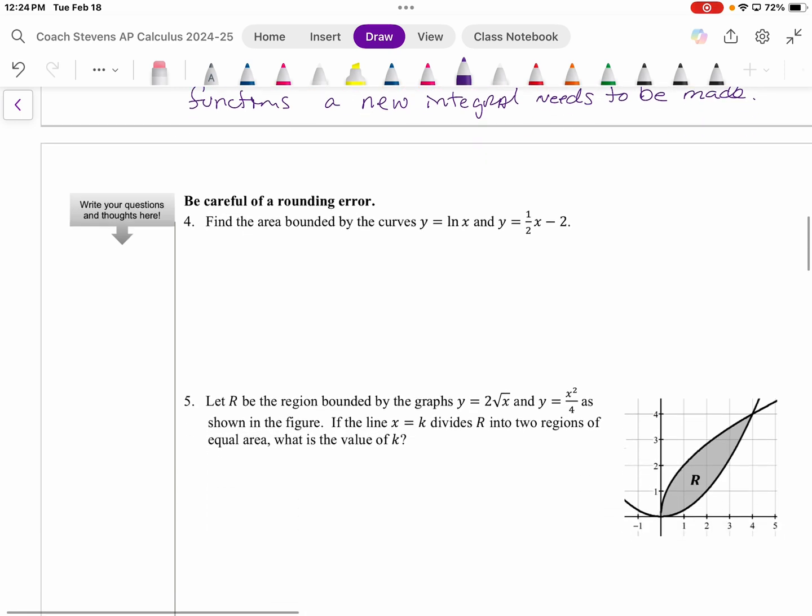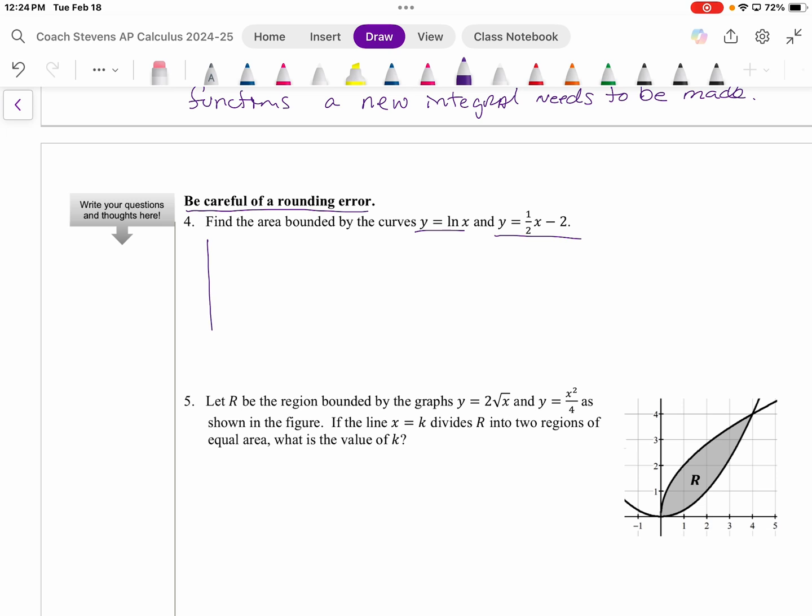So, on number 4, and again, little heads up here. Be careful of a rounding error. They want us to find the area between the curve y equals the ln of x and y equals 1/2 x minus 2.